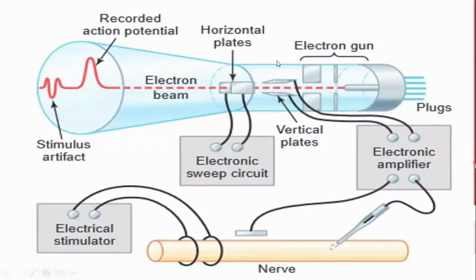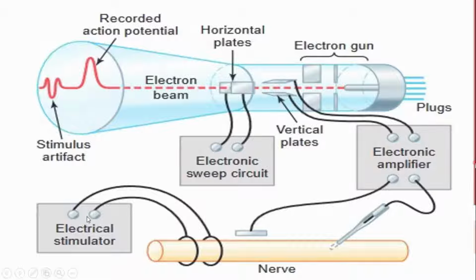This resting membrane potential can be recorded with a cathode ray oscilloscope. Now you can see here that this is the nerve. You can see there are electrodes placed outside and inside. These are connected with an electronic amplifier, which is connected with 2 vertical plates. There is one electronic sweep circuit, which is connected with horizontal plates. These are vertical plates, these are horizontal plates.